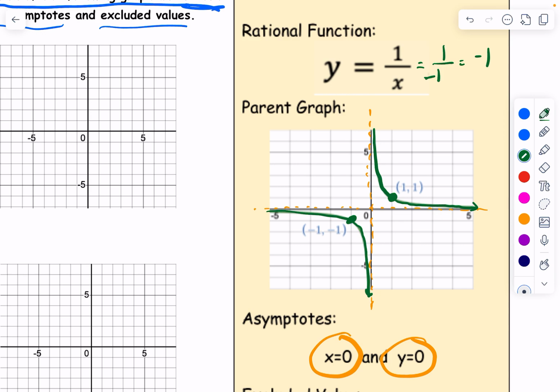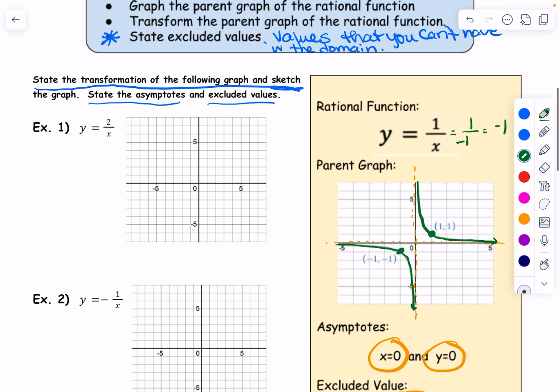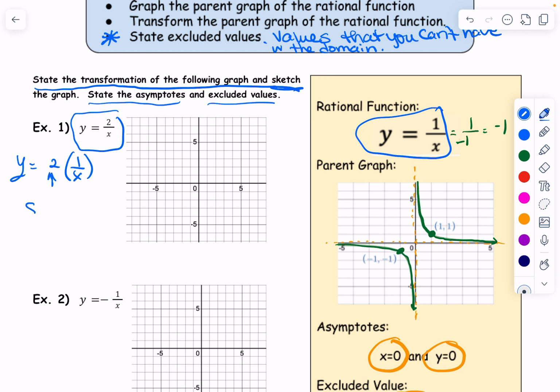Okay. So once we see that, we go back over to this and we can see that the difference between this parent function and our new function is that this one is 2 times the 1 over x, right? So this says we're going to be vertically stretching by a factor of 2. That means when we stretch, our asymptotes do not change. So our asymptotes will still be x equals 0 and y equals 0.